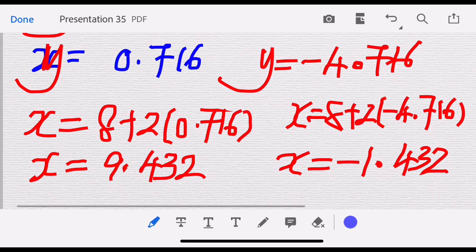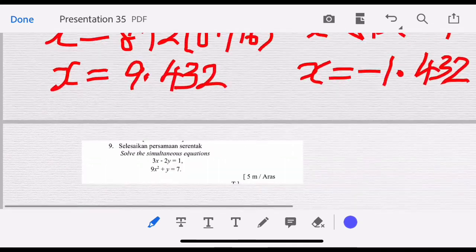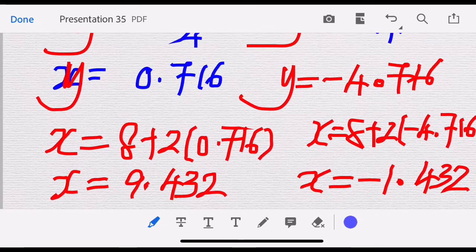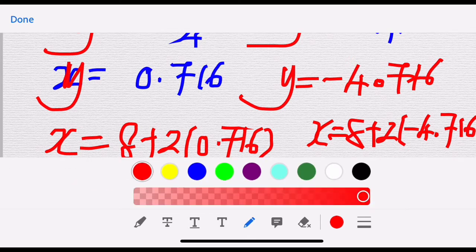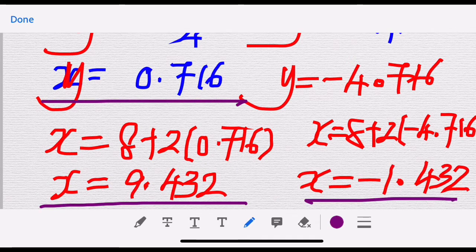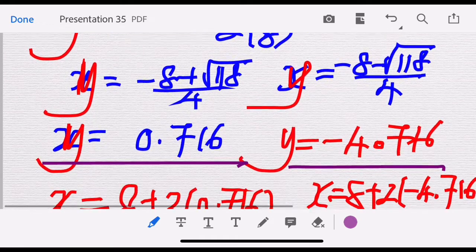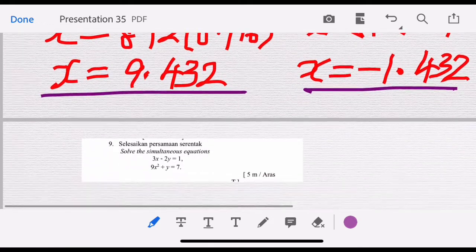So we have x is 9.432, and then y is, let me underline the answer. X is, I use a purple color, x and y, so you should have 4 answers. So this is how you solve a question involving 3 decimal places. You have to substitute into the formula. Remember, you have to use the formula to solve.